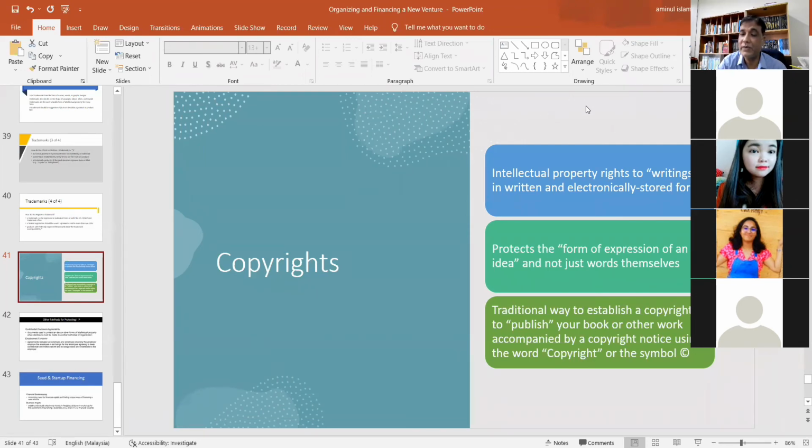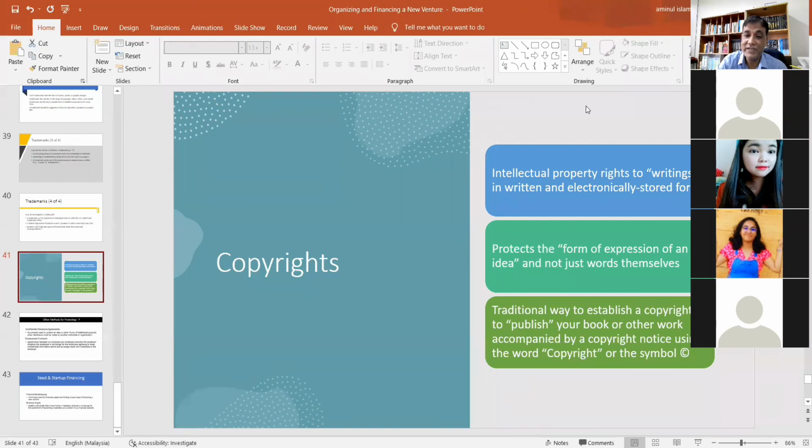Copyright is done only when you have some kind of written thing. Whether you're publishing papers in journals or publishing books, these are all copyrighted. It protects the form of expression of an idea and not just the words themselves. So you are basically looking at the ideas you have. Like my PhD Journey, if I can copyright it successfully through MyIPO, then no one can run another show in the name of the PhD Journey. It is going to be copyrighted under my name, and I will have the ownership of it. So that kind of thing can be copyrighted.